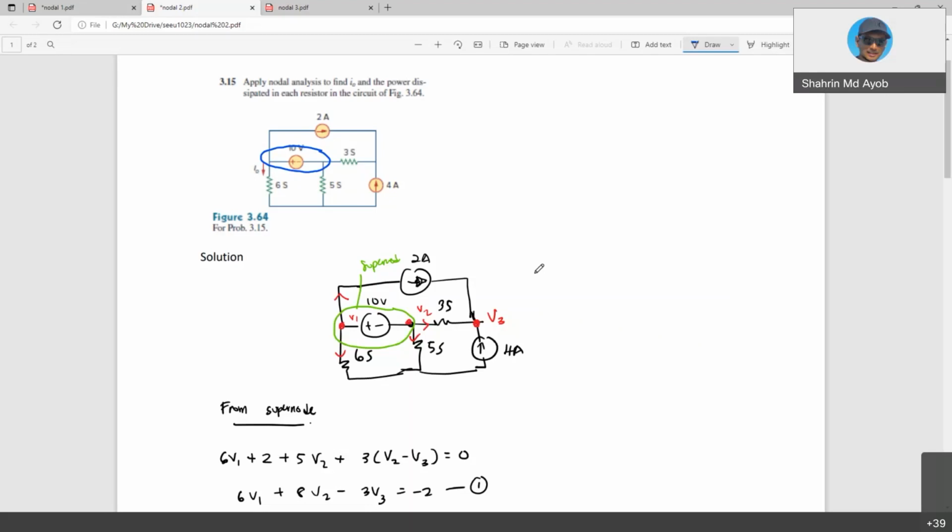Just for your information, for the delta to Y transformation, you do not need to memorize the equations. Usually we will give you the equation if it is included inside your questions. But for test 1, there will be no delta to Y or Y to delta transformation.